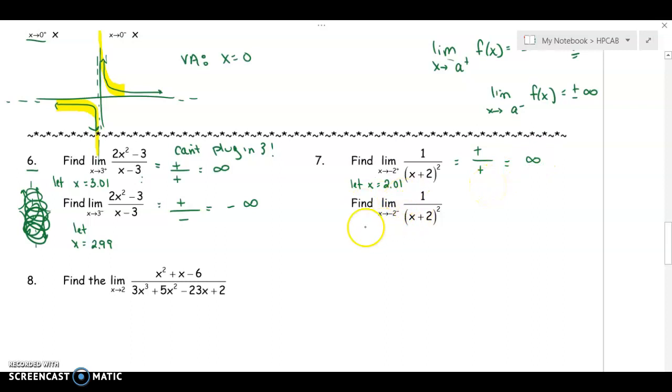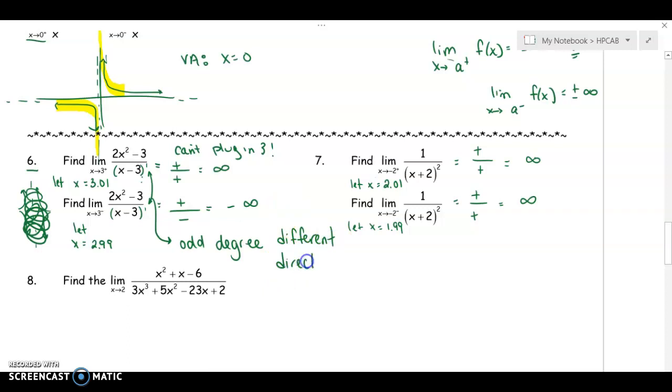This one, if you do from the left, x is going to be a little bit smaller than 2, so 1.99. You're going to get a positive over another positive. So this is positive infinity. All right. Something to be aware of is, if you notice, this first one that we did was x minus 3. You could think of it as x minus 3 to the first. Notice that when you have an odd degree, the different limits are going to be opposites. All right, they're going to be different directions. Okay, different directions. One's positive infinity and one's negative infinity.